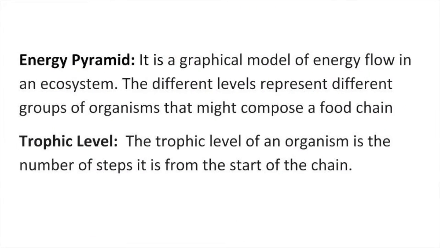Now that we know how to create a food chain and identify organisms as producers, consumers, or decomposers, we can create an energy pyramid to show the flow of energy from one organism to the next. In an energy pyramid, energy flows from the bottom to the top, from the producers to the top consumers. Each organism has its own trophic level, which is given by the number of steps the organism is away from the beginning of the food chain.